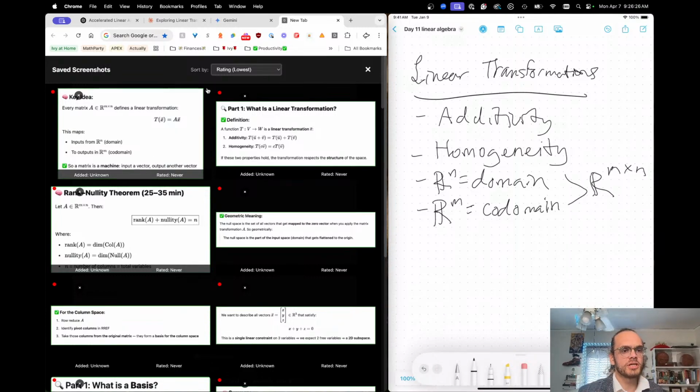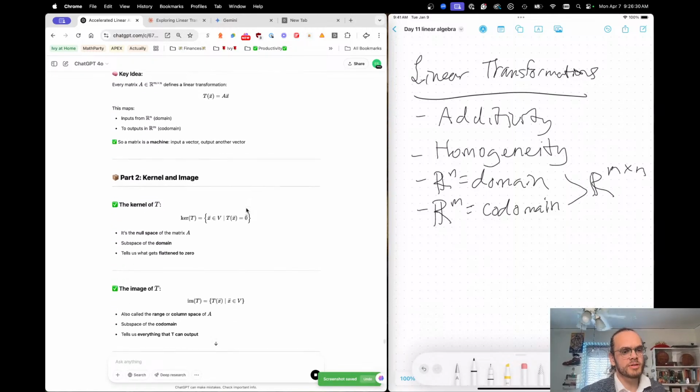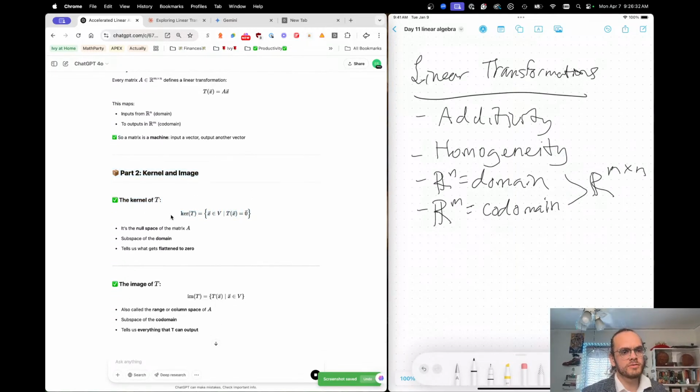Yeah, a matrix is a machine. Input a vector, output another vector. So it's basically a function for vectors. So, kernel and image. The kernel of T is the null space of the matrix A. I don't know what T is. It's a subspace of the domain. It tells us what gets flattened onto 0.